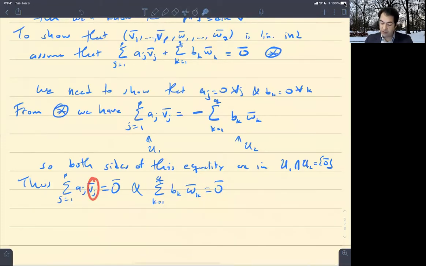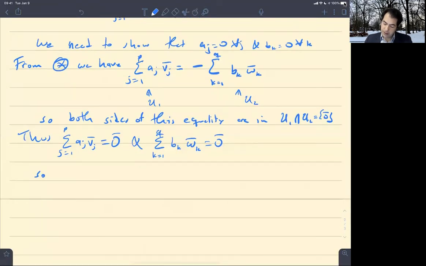Okay, but the VJs are a basis, and the WKs are a basis, right? The VJs are a basis of U1, WK is a basis of U2. And because they are a basis, they are linearly independent. So if you have a linear combination of the VJs equal to 0, then the individual coefficients have to be 0. And same thing over here. If you have a linear combination of the WKs equal to 0, then the coefficients have to individually be equal to 0. So we get AJ is equal to 0 for every J, and BK is equal to 0 for every K. And that's exactly what we wanted to show.